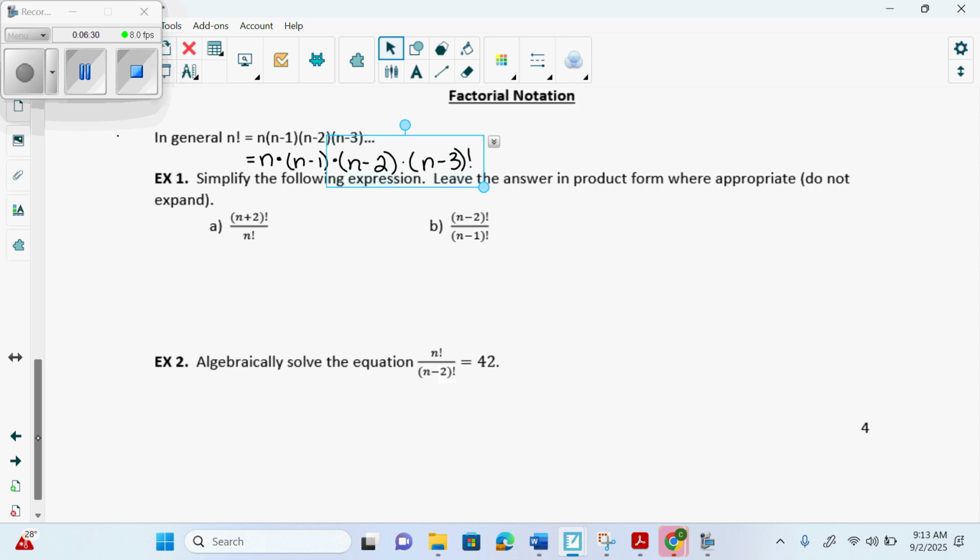So here it says, simplify the following expression. Leave the answer in product form. That just means those factors side by side when it's done. It's not going to be like the answer 7. It could be, but it might not.